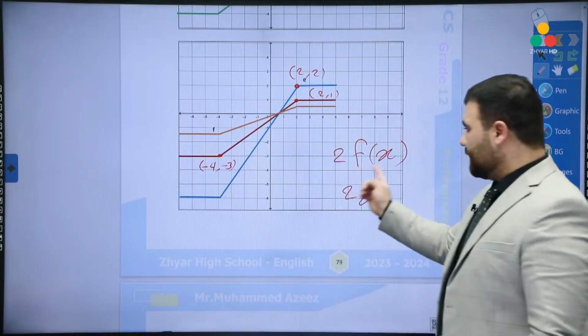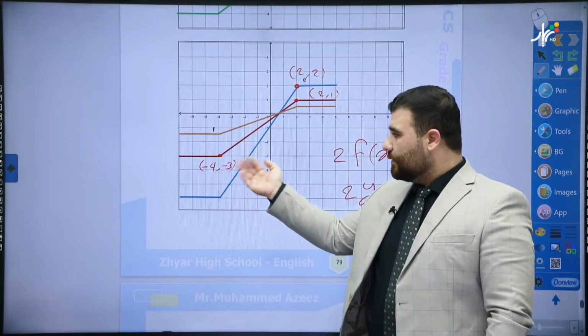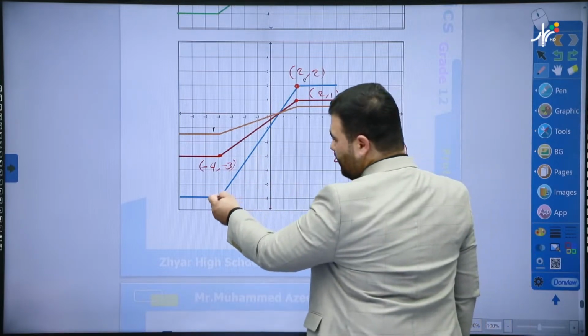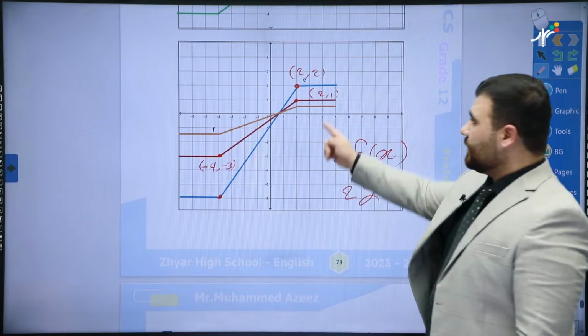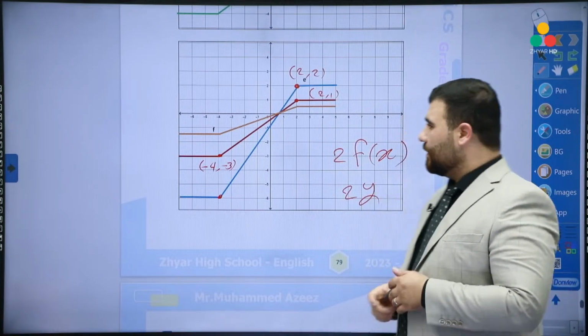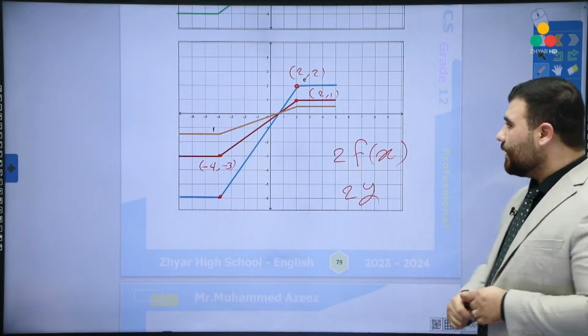When we have 2f(x), even the y of this point will be multiplied by 2. So it is -3, it's going to be -6. Now look at the blue graph and look at the red graph. The blue graph is twice as high as the red graph. This is because of 2 times f(x).